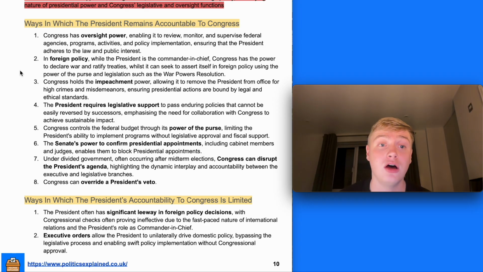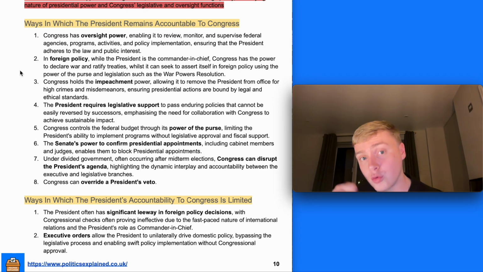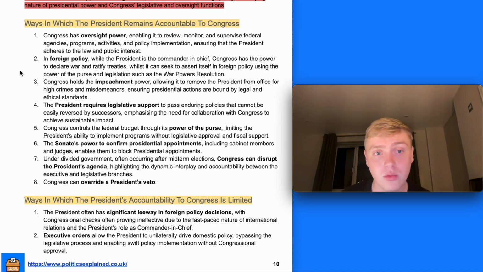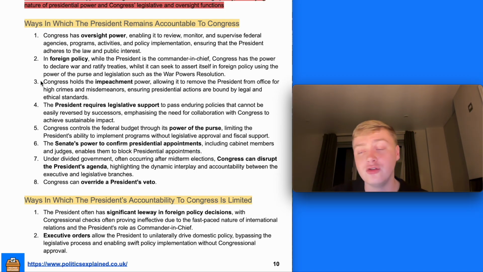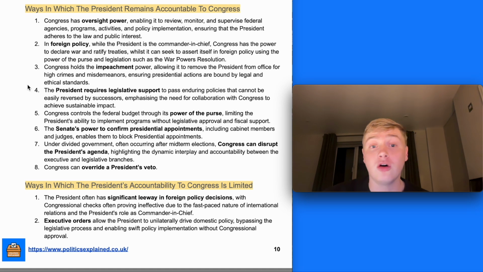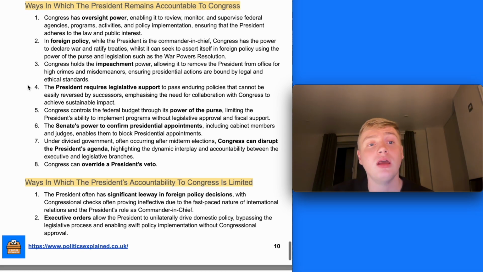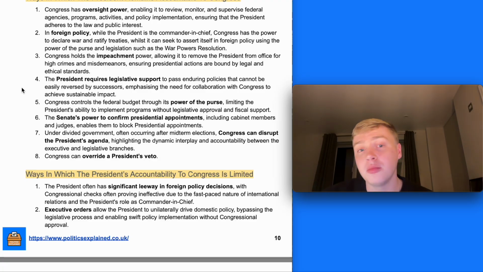So Congress has oversight power, enabling it, through committees, to review, monitor, and supervise the federal government. In foreign policy, while the president is commander-in-chief, Congress has the power to declare war and ratify treaties. And it has sought to assert itself through the War Powers Resolution in particular and using the power of the purse. Congress holds the impeachment power. The president requires legislative support to pass all enduring policies that can't be easily reversed by successors, as executive orders can, and laws can't. And they need congressional support for all of these laws.